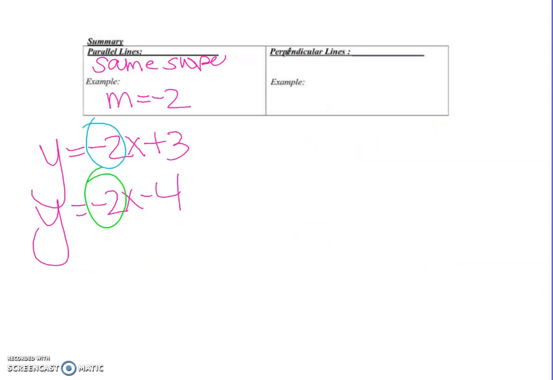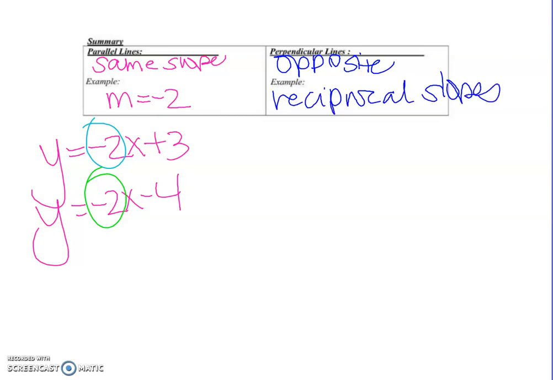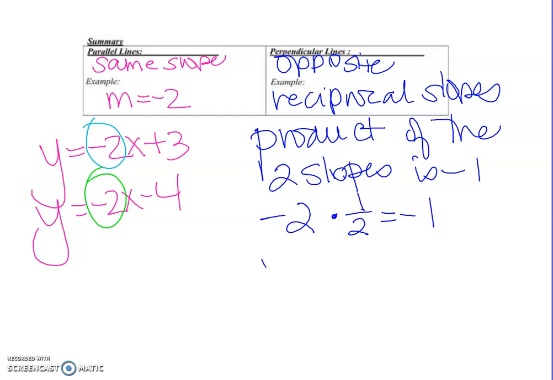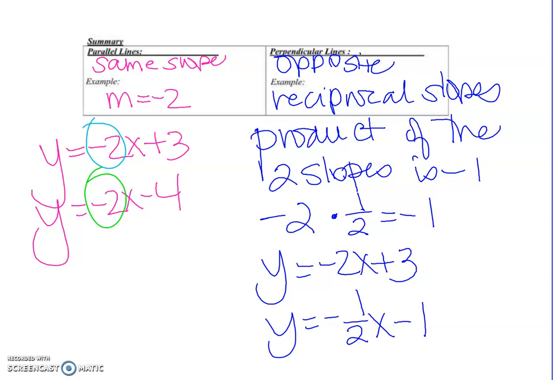Perpendicular lines have opposite reciprocal slopes. And what that means is that the product of the two slopes, which means if I multiply them together, is negative 1. So if I multiply negative 2 times 1 over 2, I get negative 1. And I'm looking at y equals negative 2x plus 3 and y equals 1 over 2x minus 1.